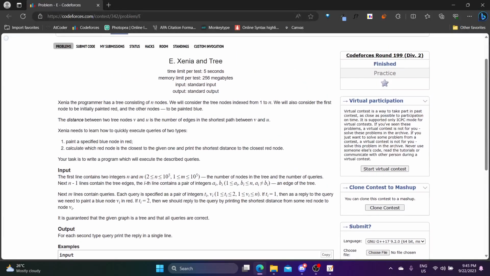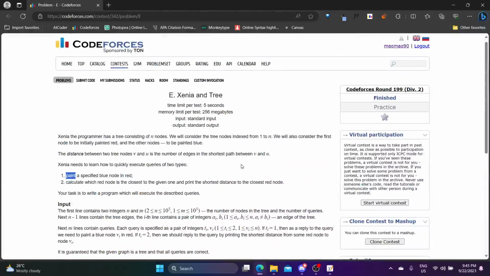Actually, this problem can also be solved with centroid decomposition, which can also solve it if you change from red to blue and blue to red. But we will do the easier square root solution.